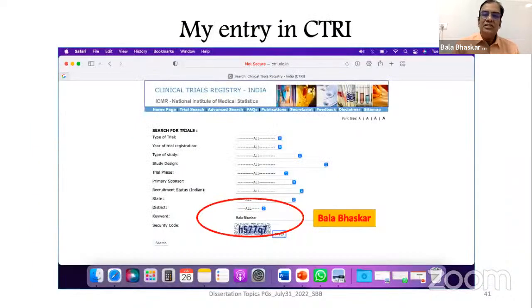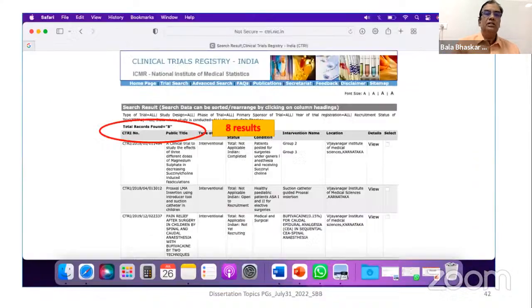For example, I have some entries. I just typed my name as an investigator only, and I got about 8 results. So 8 researches where my name is included are displayed here. What you can do is click open on this and see the whole protocol for that particular research, apart from the title.